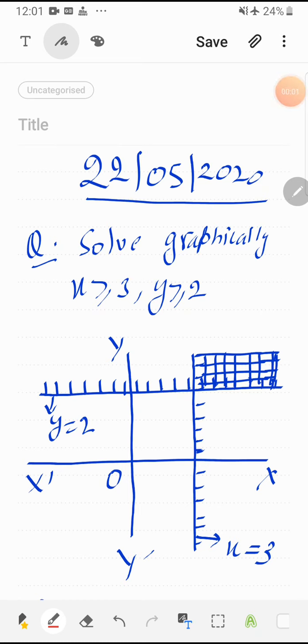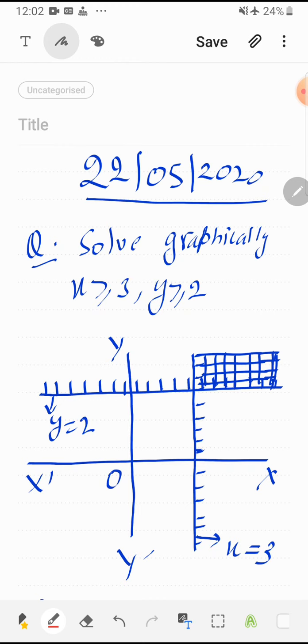Hello students, today we are going to discuss some problems based on graphical solution of linear inequalities. So the first question is: solve graphically x greater than or equal to 3 and y greater than or equal to 2.